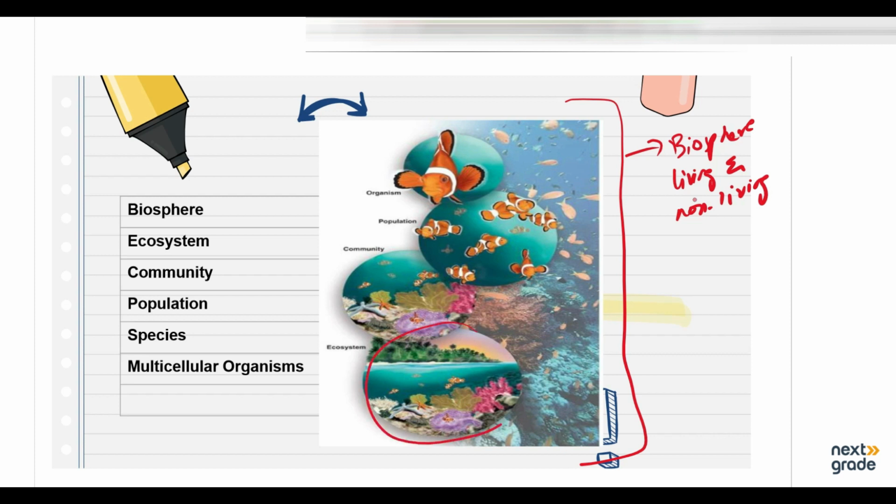Then there is the ecosystem. As you can see here, it is a surrounding where there are living things like these fishes, along with non-living things like the rocks and the leaves. So the ecosystem is basically a community together with the non-living surroundings. Then the community, this one is the community, right?